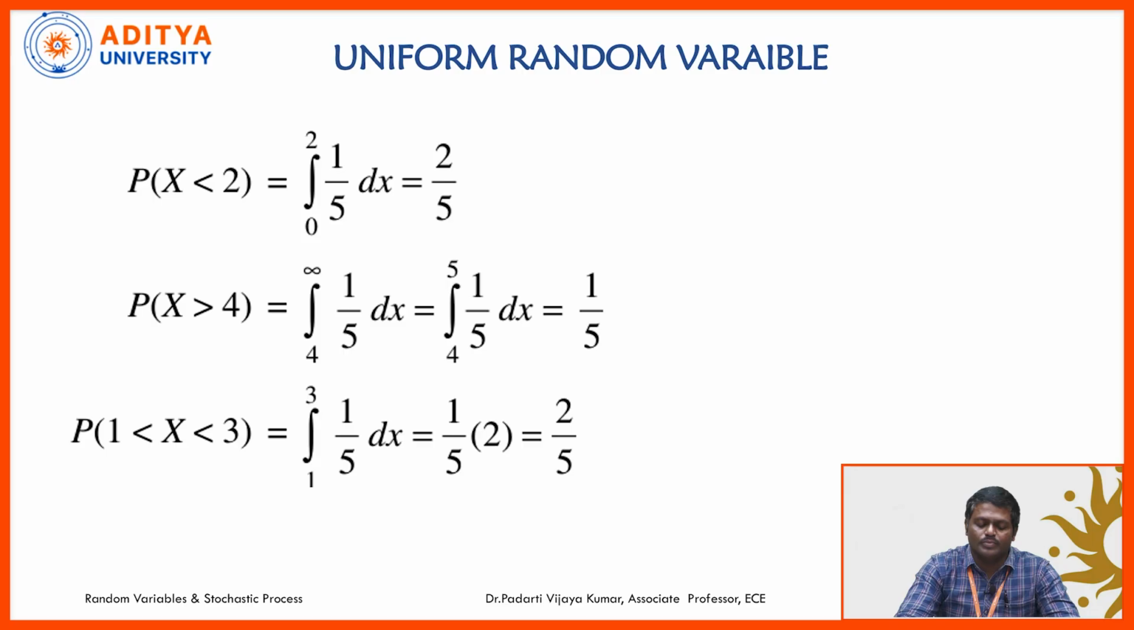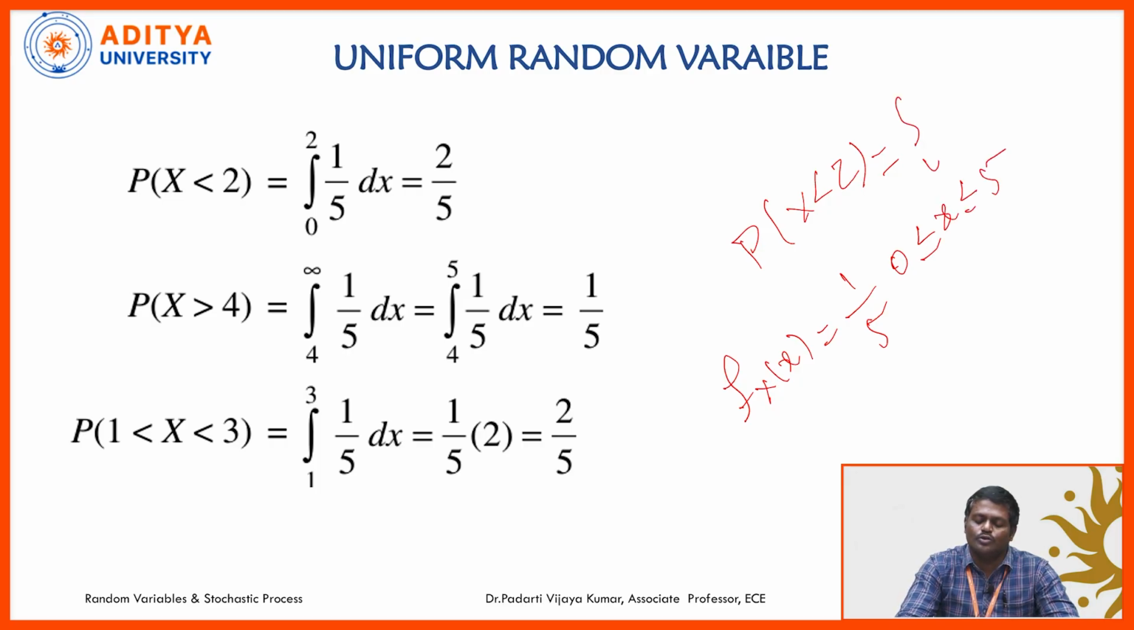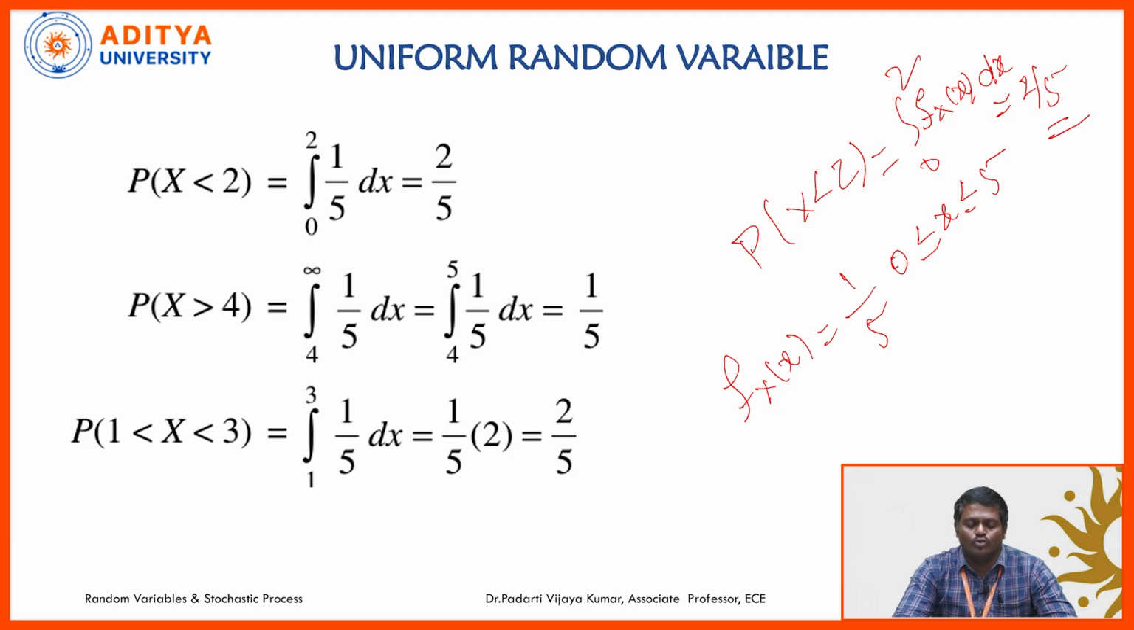Probability of x less than 2: the density function is defined over the range, fx of x is equal to 1 by 5 over the limit 0 less than x less than 5. So, x less than 2 means the integral from 0 to 2 of fx of x dx, where fx of x is 1 by 5. Doing the integration, we will get 2 by 5. Similarly, for x greater than 4, that is 4 to infinity, we will get 1 by 5, and for the probability of x lying between 1 and 3, we will get 2 by 5.